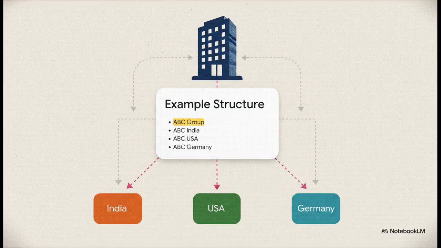To put that into perspective, imagine you have a global conglomerate called ABC Group. That is your overarching company. Beneath that massive umbrella, you have your regional operations, ABC India Limited, ABC USA Inc., and ABC Germany GmbH. Each of those regional entities operates as its own distinct company code. This setup allows the individual branches to handle their localized day-to-day legal accounting, while the parent ABC Group can roll it all up for a consolidated global view.